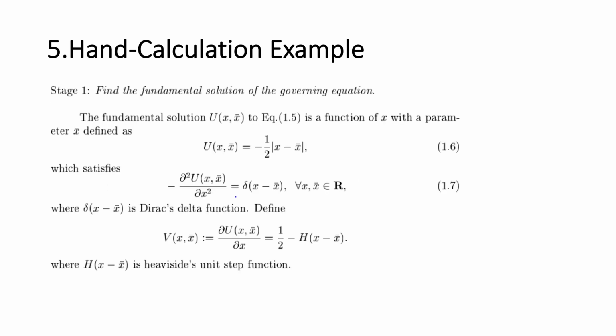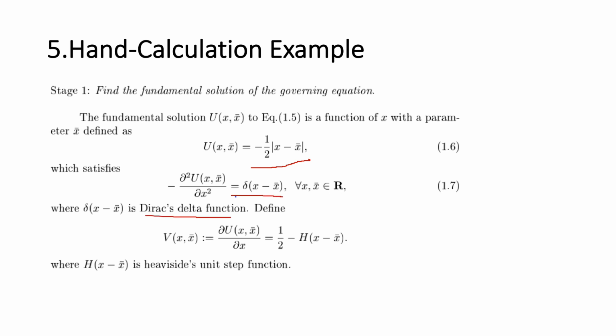Stage 1, we'll find the fundamental solution of the governing equation. The fundamental solution u(x, x bar) is a function of x with a parameter x bar, defined as negative 1/2 times the absolute value of x minus x bar, which satisfies this condition: the second partial derivative of u with respect to x squared is equal to delta(x minus x bar). This is a Dirac delta function.